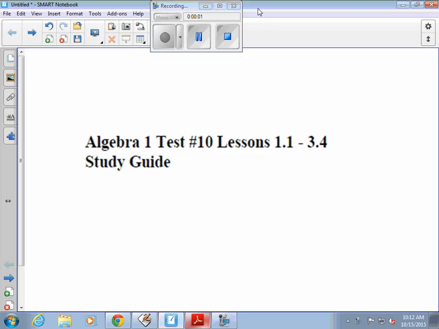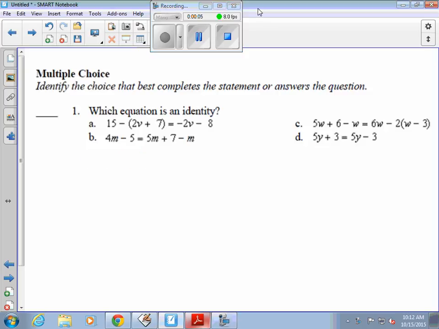Done. This is Algebra 1, Test 10. We got through Lesson 3.4 where we have variables on both sides. First question asks you which one is an identity. Remember, if it's an identity, it's exactly the same on the left side as it is on the right side.